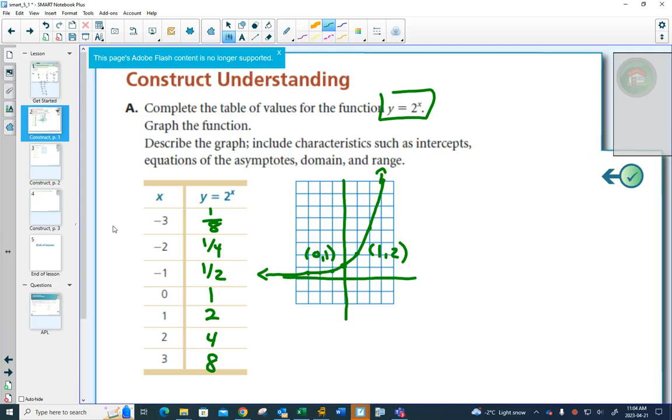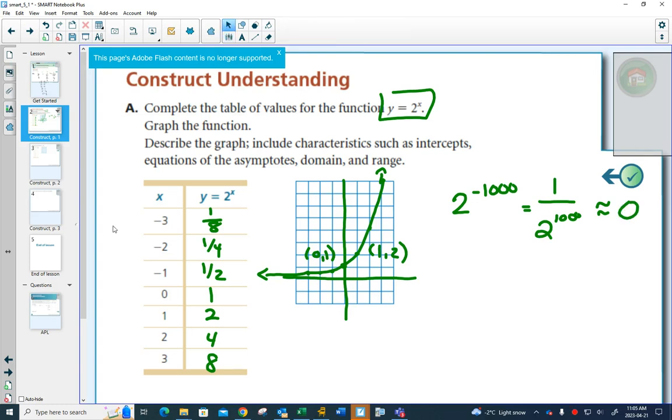Does that make sense? Because if I put a very big negative number here, like 2 to the negative 1,000, your negative exponent rule says that's 1 over 2 to the 1,000. That's still a positive number, and it is really close to 0, because if you divide something by a huge number, you get really close to 0. What do we draw on graphs when we get really close to something? These exponential graphs are going to have an asymptote at y equals 0.